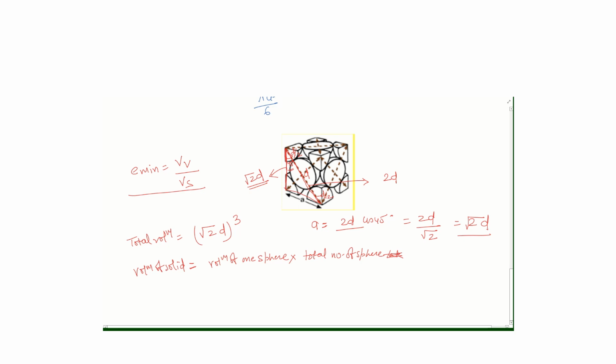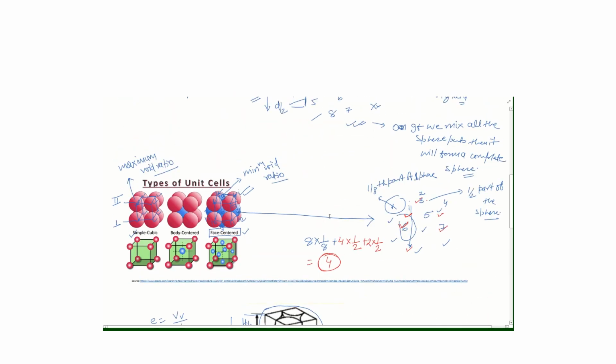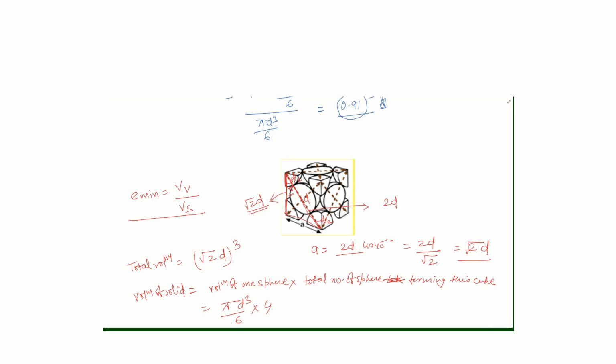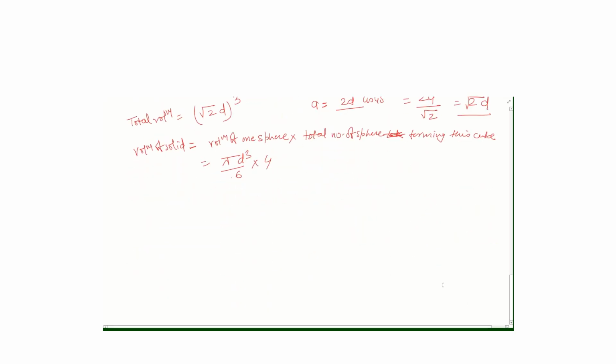Forming this cube, the volume is going to be pi into d cube by 6, and the total number of spheres is going to be 4. That we have already calculated, na? We have already calculated that the total number of spheres used to form this unit cell is 4. So 4 is there. Just I will calculate this one.